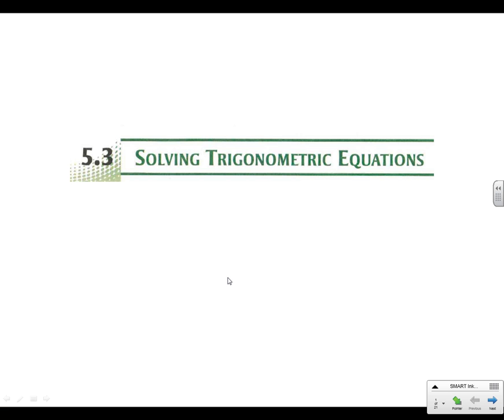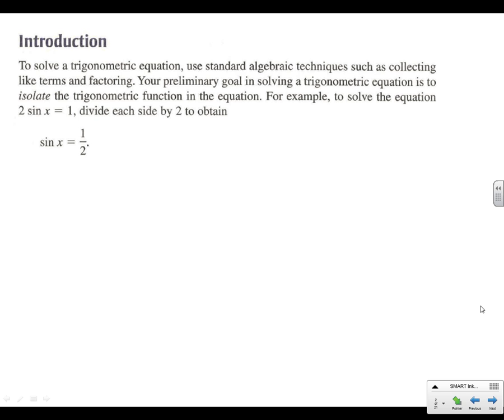All right, 5.3, we're going to solve some trig equations in this section. So what we're going to do is solve algebra problems, only these algebra problems happen to have trig equations in them, or trig identities in them, things like sines and cosines and tangents. So you're definitely going to want to have your unit circle out in front of you.